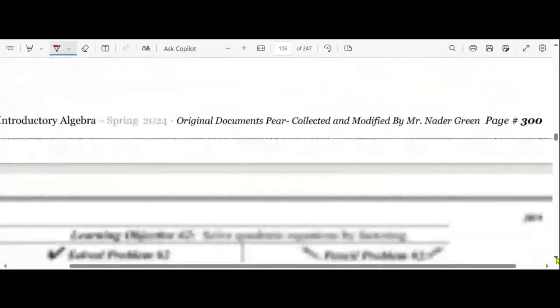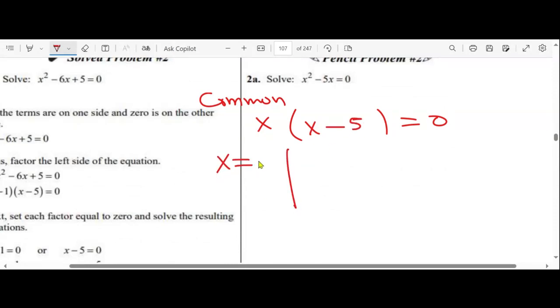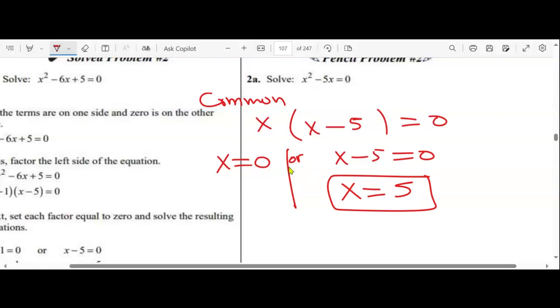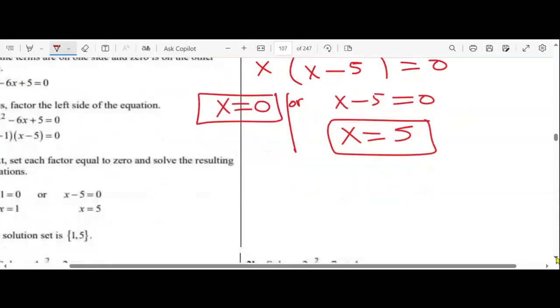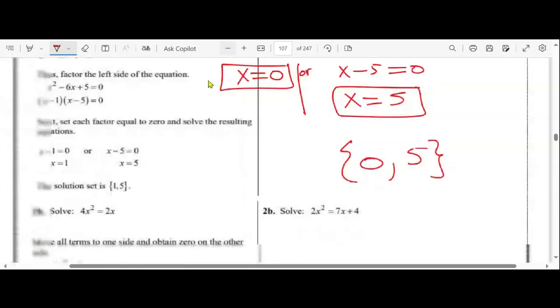Okay. Let's go to the next one. Here, x squared minus 5x. What's the first thing you should do? Common. What's the common? Yes, it's x, not 5. So x is common. What's left? x minus 5. Now we split this. x equals 0 or x minus 5 equal 0. So x equals 5 and x equals 0. Correct? So your solution set is 0 and 5. Is this clear?